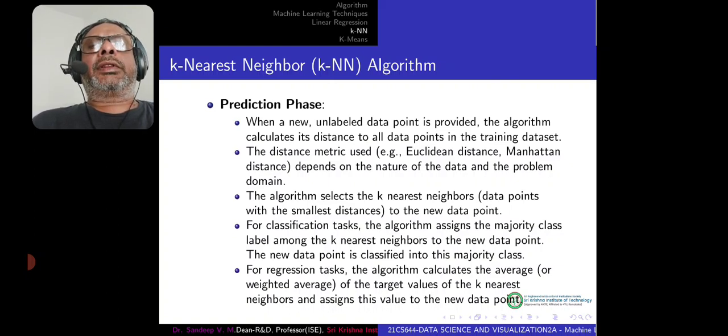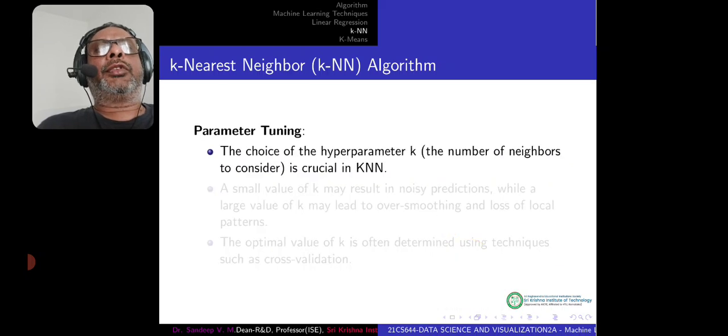If it is a classification algorithm, then from those k data points, whichever class has the maximum number, that class will be allotted to the new data point. If it is regression, then the output values for all the k data points are considered, and the average of them will be assigned to the new data point.